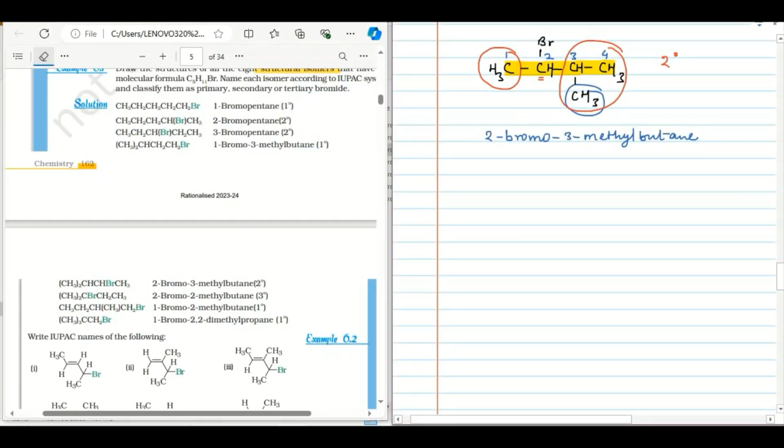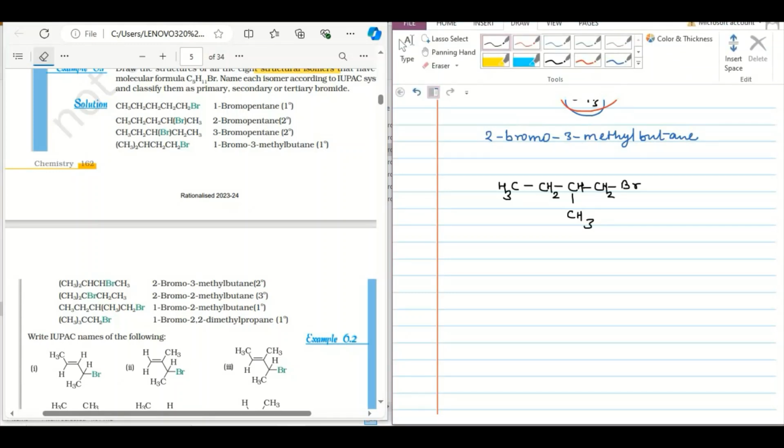Now we can change the position of Br. So here you can write CH3, C, single bond C, CH3 is here and this is C. Now we can bond Br to this carbon and now balance the hydrogens. So here you will get CH2, CH, CH2.